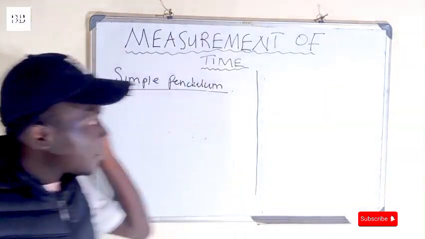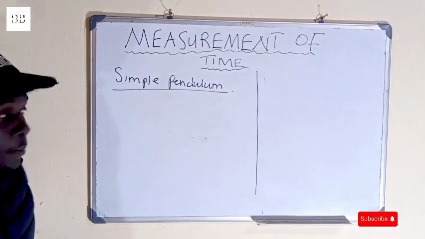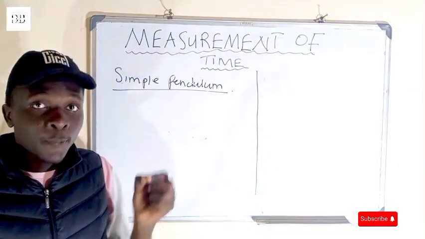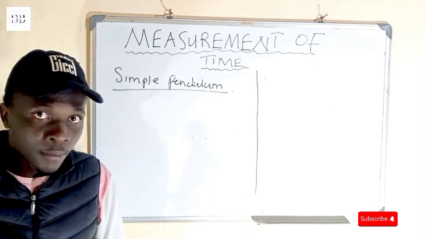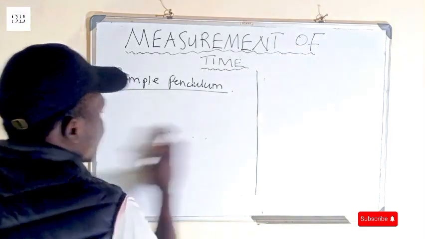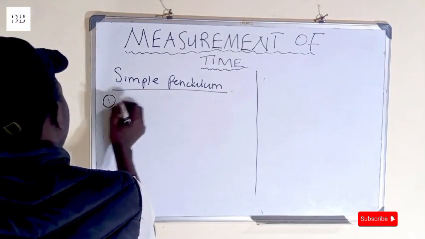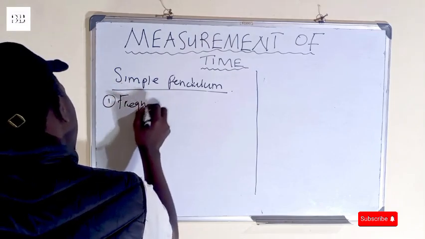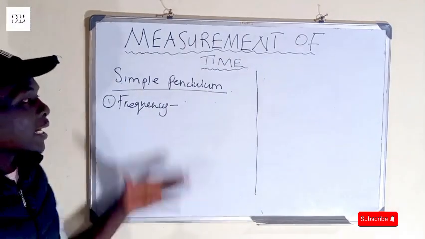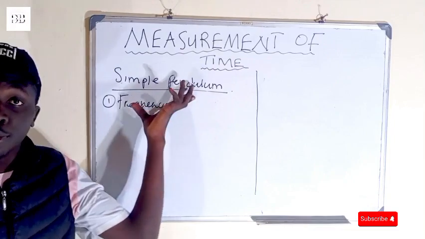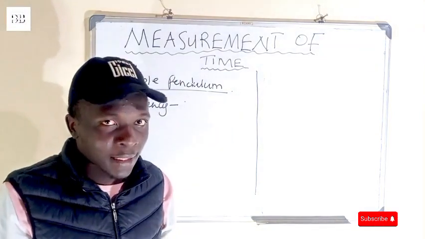So this simple pendulum, before looking at it, you must look at the terms that are associated with it, because this involves a string tied to a bob and you swinging that bob, right? So yeah, we have the first term, which is called frequency. Frequency, from any other course or subject that you look at, means the number of times something happens, right?